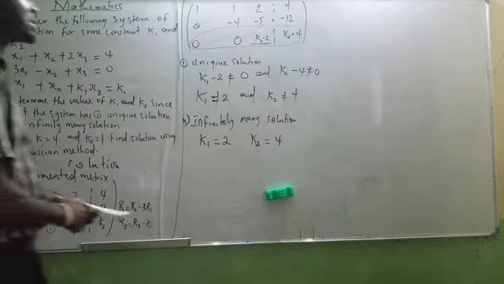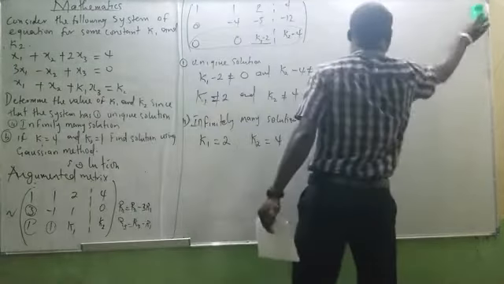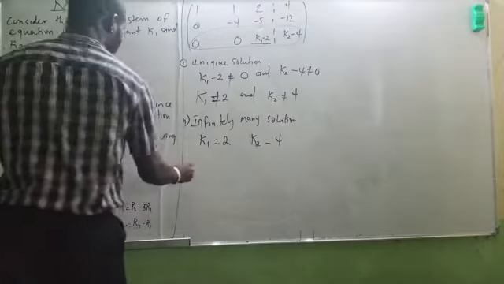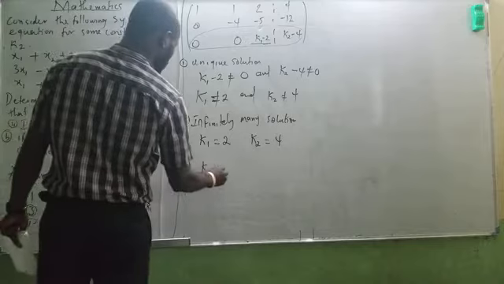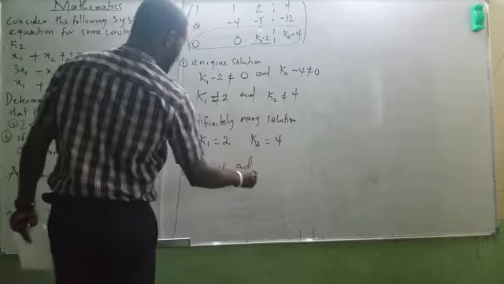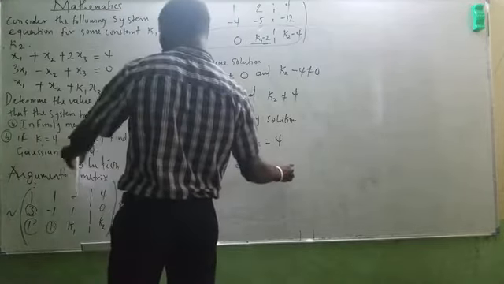Now, the next thing, which is number B, asks us, if k1 equals 4 and k2 equals 1.